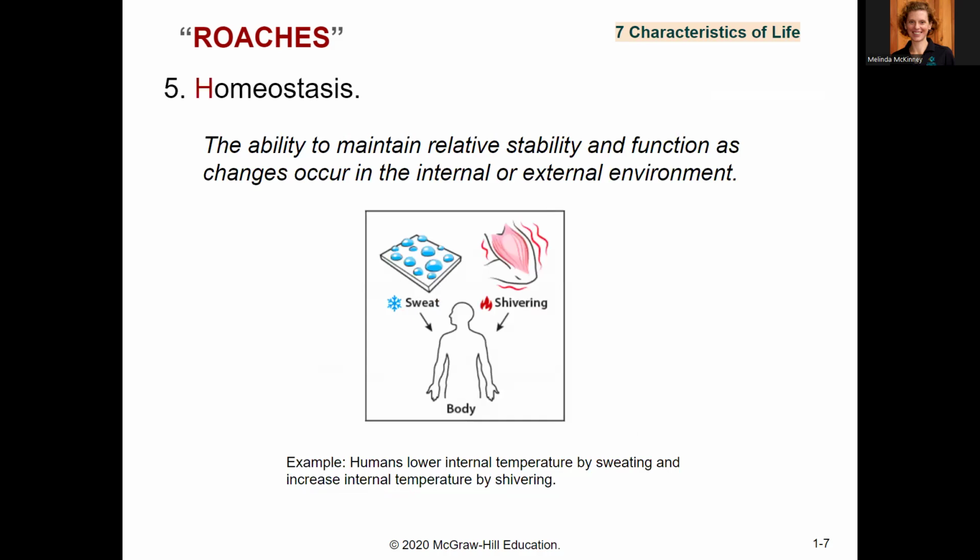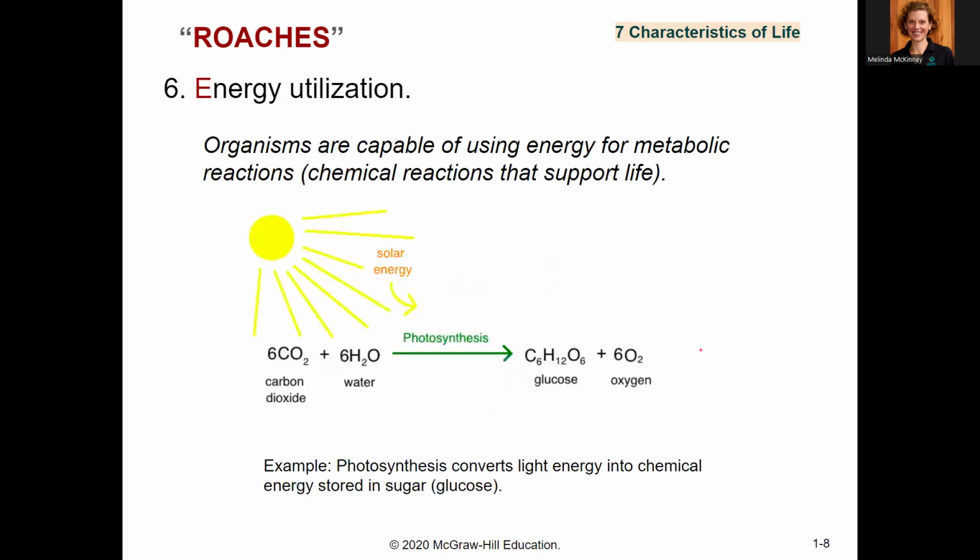Homeostasis. This is the ability to maintain relative stability and function as changes occur in the internal or external environment. So inside or outside. The example here, the body maintains a constant temperature. If you're an endotherm, a human is an example. So if it's too hot, you can sweat to cool off. The evaporation will cool you down. If it's too cold, you'll shiver, release energy in the form of ATP. That's going to increase your temperature.